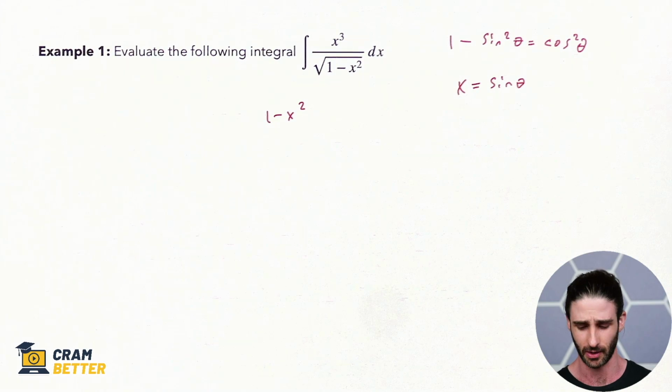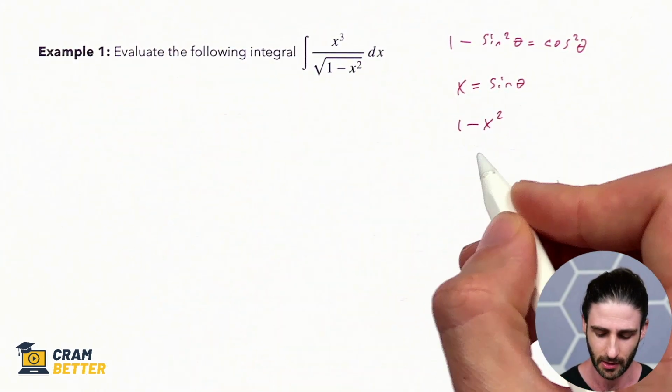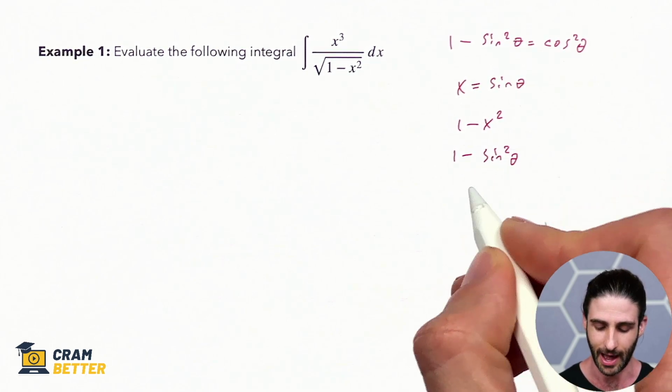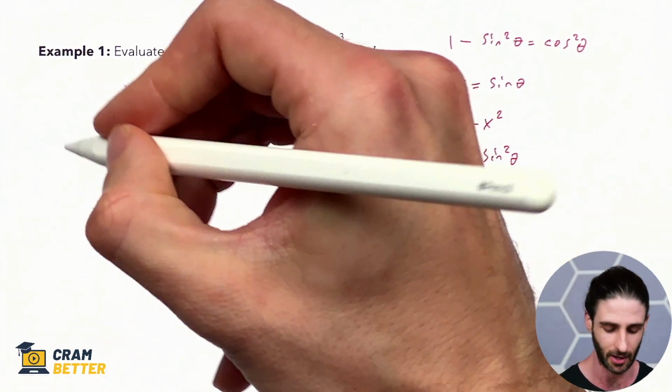And notice, no calculus quite yet. I'm just doing manipulations. And actually, I'll do it over here. 1 minus x squared. If I sub in, I get 1 minus sine squared of theta, and I can simplify that to cosine squared of theta. Now, why is that useful? Well, let's look at it in the context of the integral.